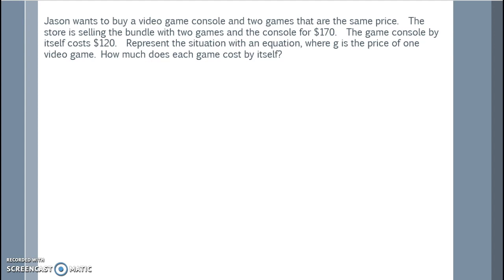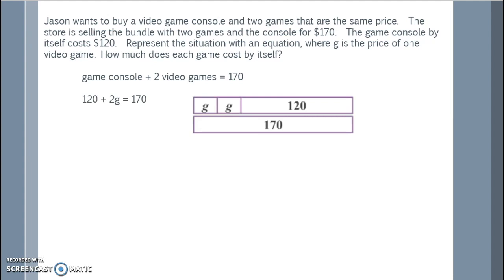So again, it wouldn't be logical to use algebra tiles because 120 and 170 is fairly large. So we know that a game console plus 2 video games altogether is $170. We also know that the game console is $120 plus the 2 video games, which we represent with G, must equal 170. So I have the tape diagram here. So I have 2G plus 120, all of it together must be $170.